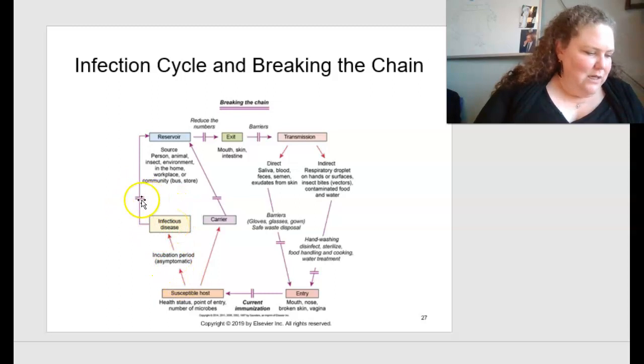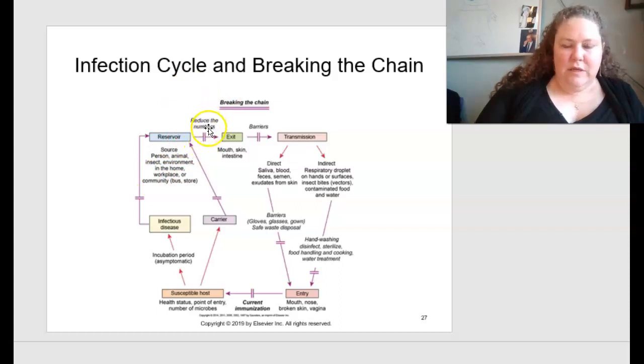Then we can break it here, or they can become a reservoir, and the source would be like a person, animal, insect, or environmental area in the home, workplace, or community, such as the bus or the store, right? And then we can also reduce the numbers, like with mask wearing, so that things can't exit through our mouth, skin, and intestine, and those barriers stop the transmission. So this would be where the masks would be, where you could break that chain.